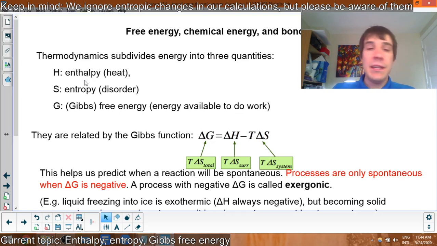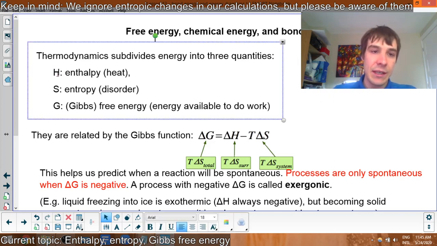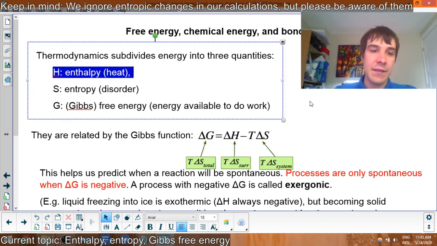So we've got these three quantities of energy that we want to talk about. We've already talked about enthalpy, which is heat. And that's where we get endothermic, exothermic. It's on the delta H value. So endothermic and exothermic is only referring to one type of energy, if we wanted to simplify it that way. We also have entropy, which is disorder.